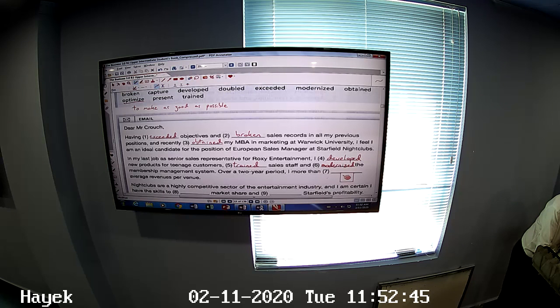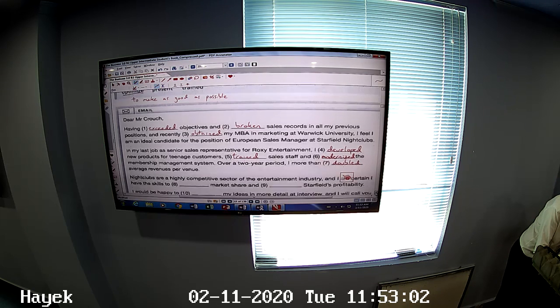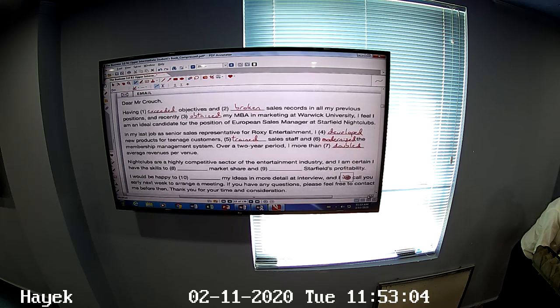Over a 2-year period, I more than doubled... I made a 100% increase. I made it twice as large as before. I doubled average revenues per venue. Another word that means the same as revenue? Income. Income means the same as revenue.